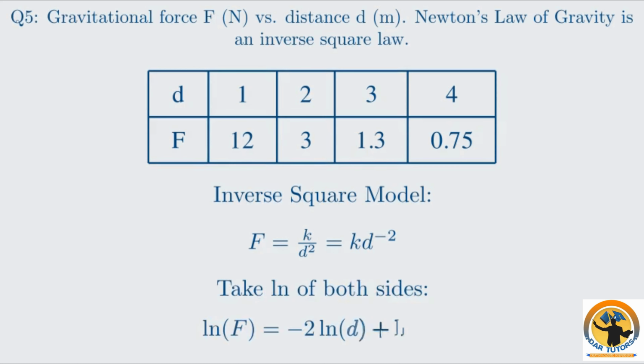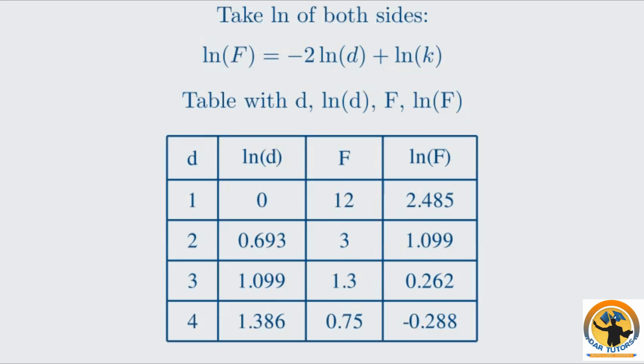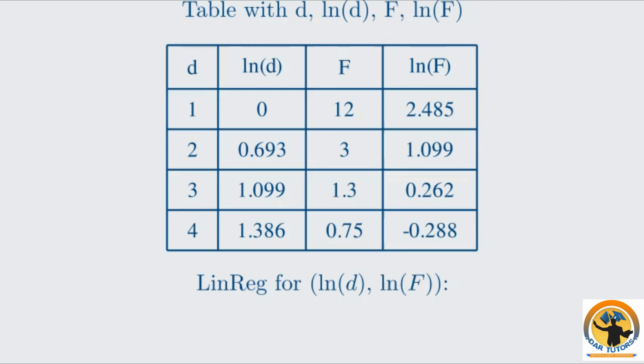To linearize this power model, we take the natural logarithm of both sides. This gives us the natural log of F equals -2 times the natural log of D, plus the natural log of k. So we should plot ln F against ln D and expect a straight line with a gradient of -2. Let's create our transformed data table. We calculate the natural log of F and D for each data point. Now, we use our calculator to perform linear regression on ln F against ln D. The calculator gives a gradient n of -2, which perfectly matches the theoretical value. The y-intercept c, which is ln k, is approximately 2.485.